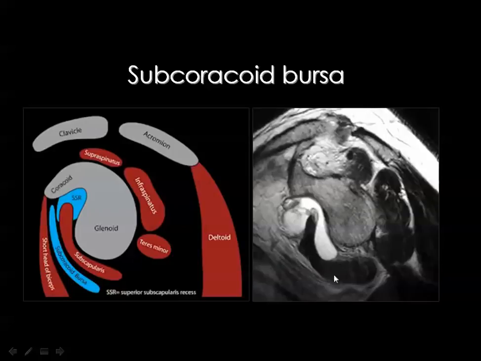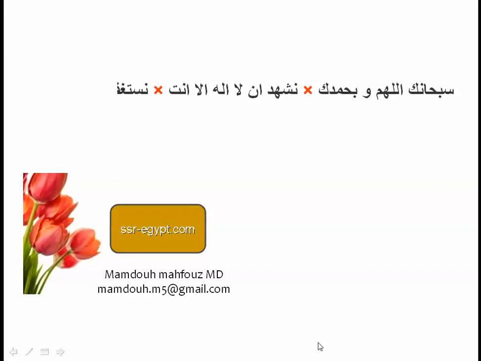Then outside the subscapularis, you can see the subcoracoid bursa here, and underneath the subscapularis you can identify the subscapularis bursa.